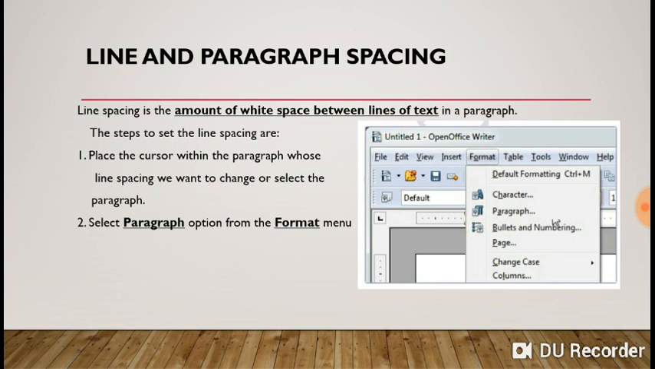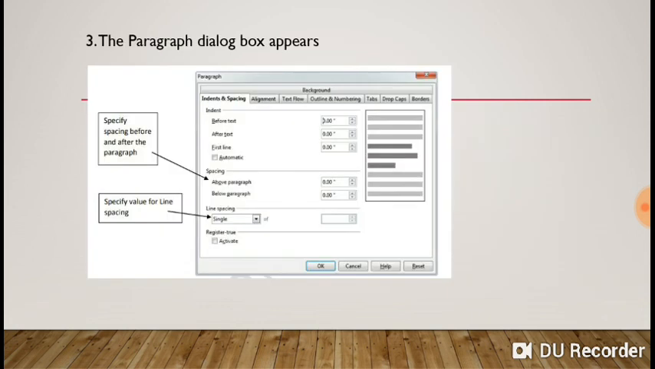So let us see how to set the spacing. Place the cursor within the paragraph whose line spacing we want to change, or select the complete paragraph. After that, from the format menu, select the paragraph option. You can see in the diagram the format menu and the paragraph option. By selecting the paragraph option, the paragraph dialog box appears, and in this dialog box you can see spacing.